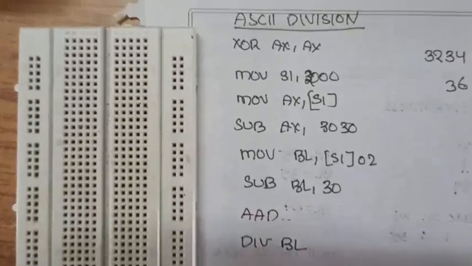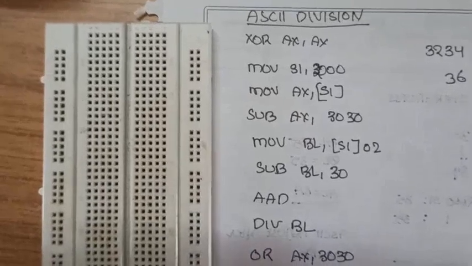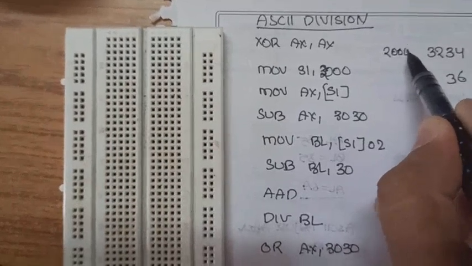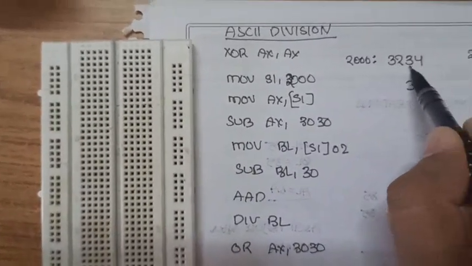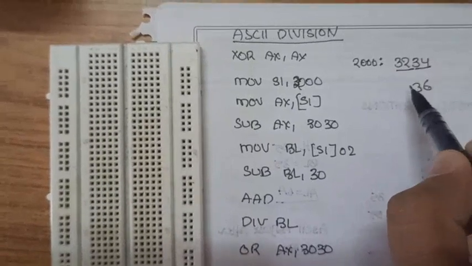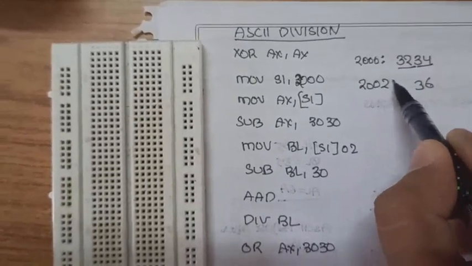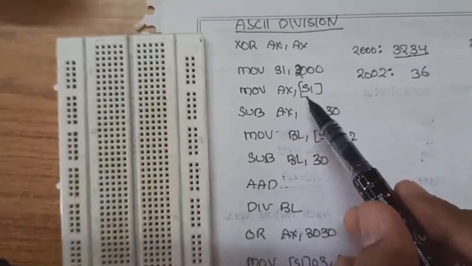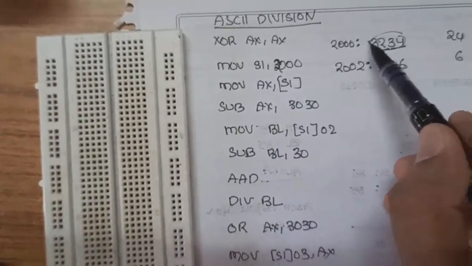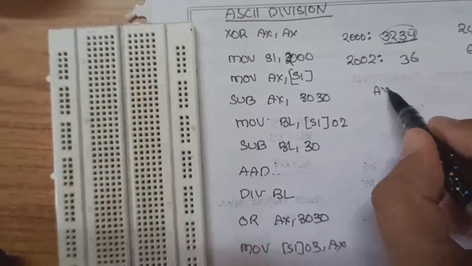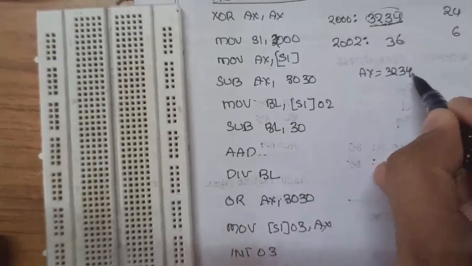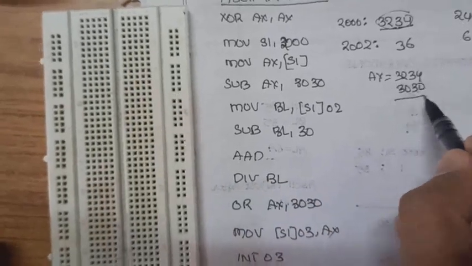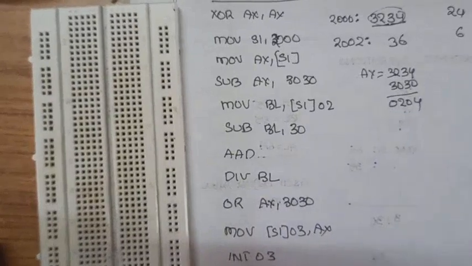See the program. XOR AX, AX: we have cleared the contents of the AX register. For giving inputs, I have taken the 2000 memory location pointed by SI. Here the 2000 location will be stored with 34, then 2001 is 32, and at the 2002 location the second input, the divisor, is stored. First I have done MOV AX, [SI], so this entire word 3234, the first input, is taken into AX. AX equals 3234. Then I have done subtraction of AX with 3030 to get the actual data 0204.